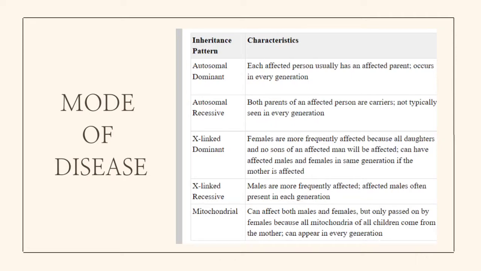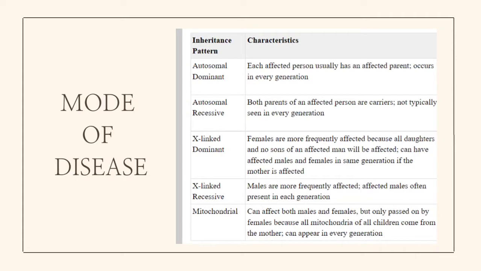Meaning to say, we have an affected individual in generation 1, or the lolo and lola. In generation 2, we have an affected mother or father, or the nanay or tatay. Okay? In generation 3, we have affected offspring. Okay? So, that is autosomal dominant.